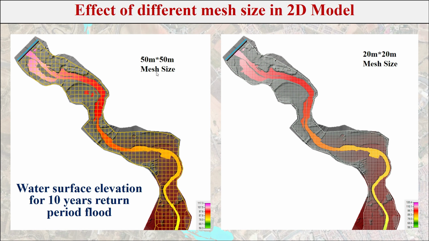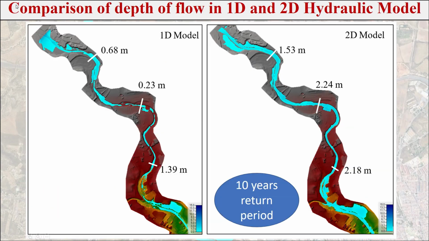In the 50 meter by 50 meter mesh size, the analysis is less accurate. You can see that this area is inundated, but this area is not inundated, because with a smaller mesh size the flow analysis becomes more accurate. So you can compare the different mesh size two-dimensional models here.